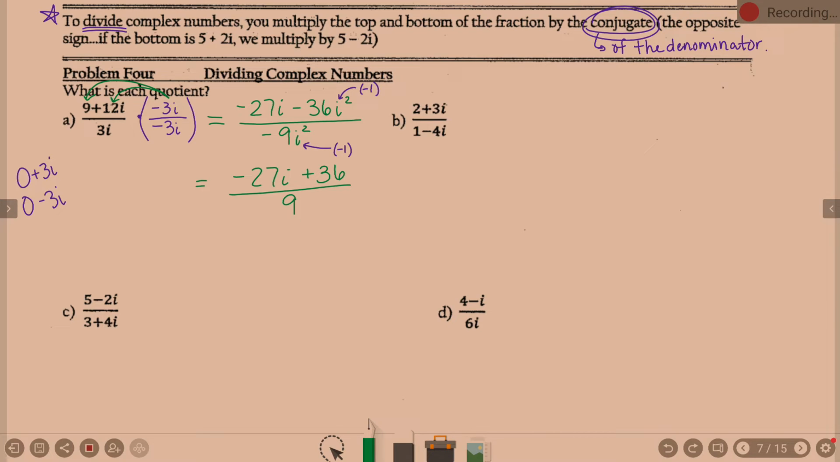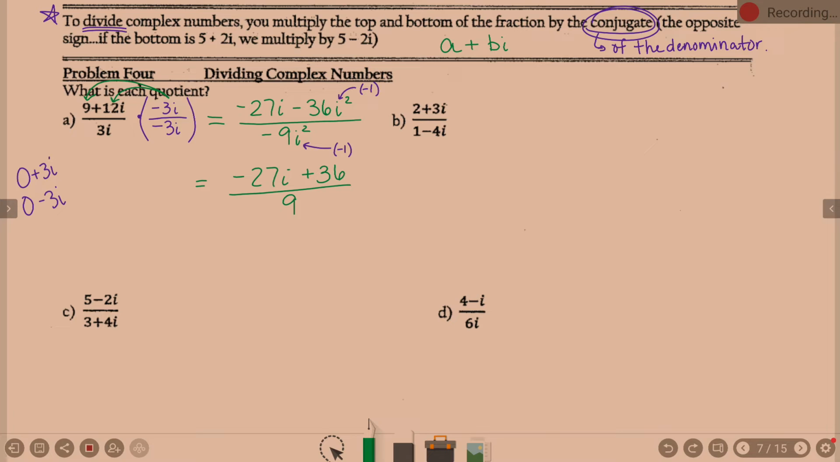First of all, you will always want your answers expressed in a plus bi form. Is this in a plus bi form? No. You're not going to be allowed to leave it. I don't think MathXL will allow you to leave it as one fraction like this. So what do we know about that denominator of 9?